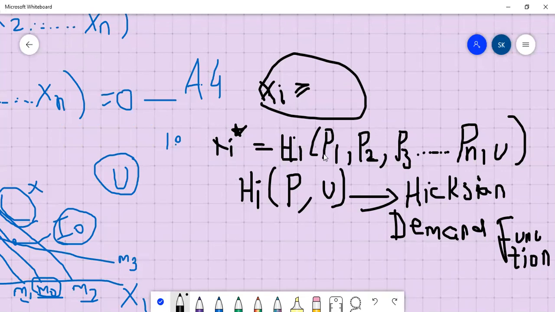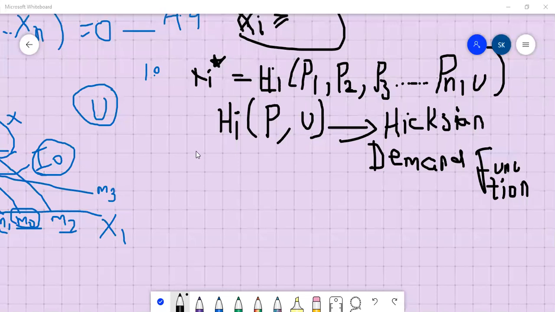Now what we will do is substitute the optimal values of Xi in the function summation Pi Xi. Therefore, we will have a sum because we had to maximize this function. This was the start of the topic. So we will substitute the optimal values of Xi in this particular function, that is, summation Pi Xi star.